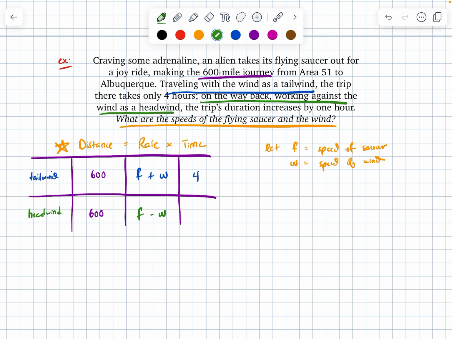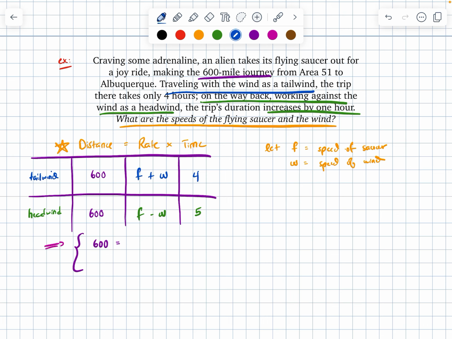For my there case with the tailwind, I know that it took me 4 hours to get there. On the way back, it increases by 1 hour. 1 hour more than 4 hours would be 5. And would you look at that? From here, I can now build my system of equations.